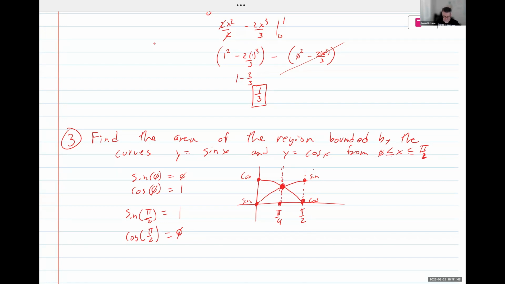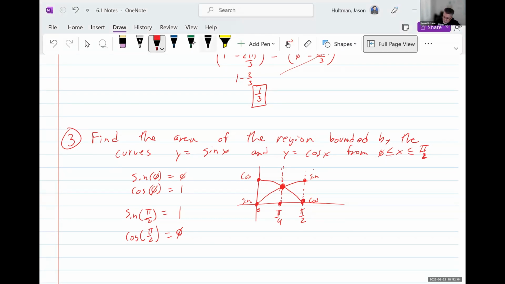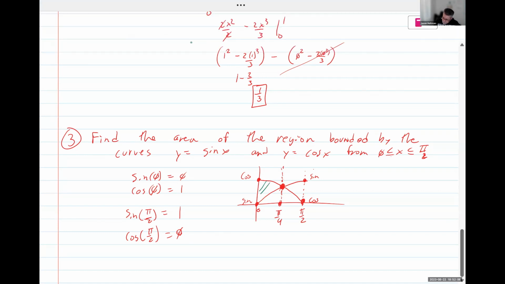Does that make sense? So what do I do here? Since one is on top and one is on bottom, up to pi over 4, I'm going to break this up into 2 different integrals. So I'm going to have 2 different areas. I'm going to calculate this first area, and then I'm going to calculate this second area, and then I'm going to add those 2 areas together.